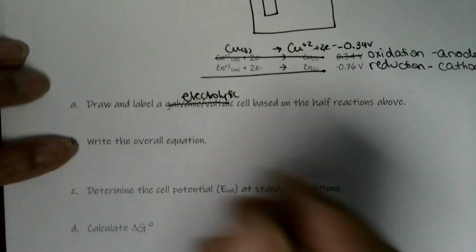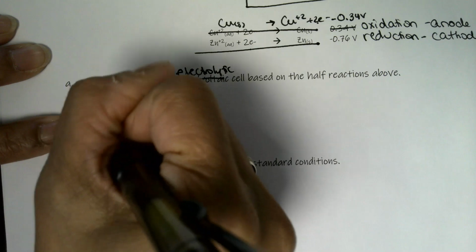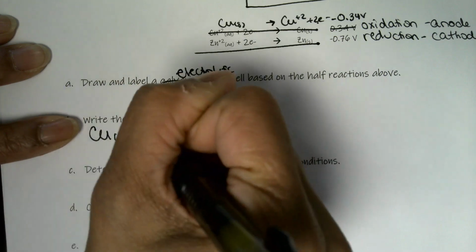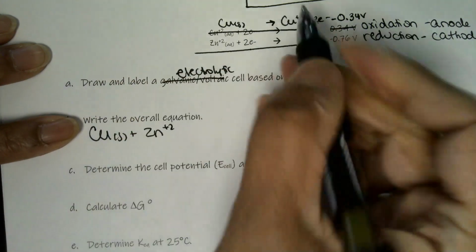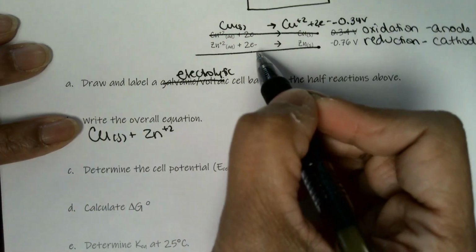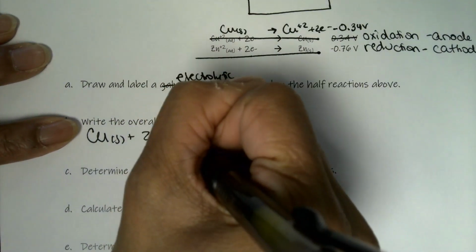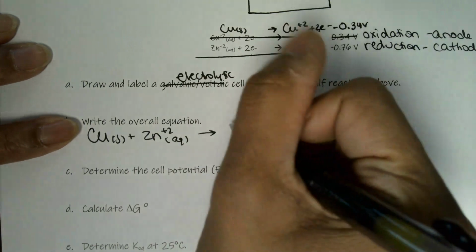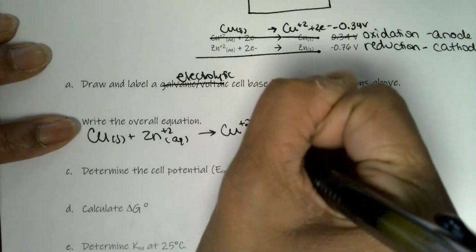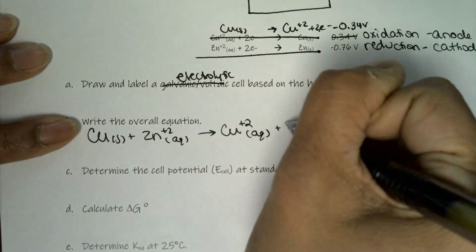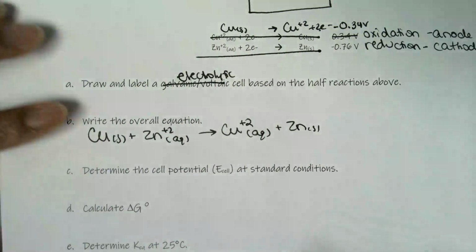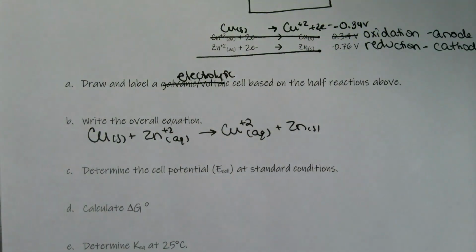I'm just going to write it down here for the sake of time. So Cu solid plus Zn plus 2. I know I'm going to cancel out my electrons, or rather, I've canceled them out, so I don't necessarily need to ignore them. I've already taken care of them. And Zn solid. So I've taken those two reactions, put them together into one overall reaction.